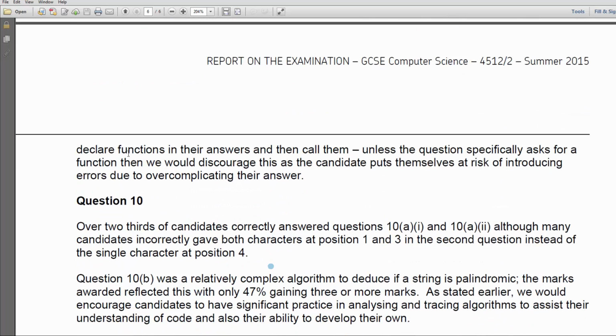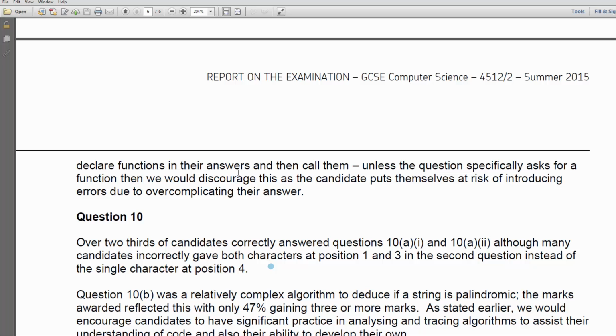Basically, some candidates decided to declare functions, which is not a brilliant idea. It's good programming practice to do this, but not in an exam unless they specifically say. So if it says specifically to do a function, do a function. If it doesn't say it, best not to, because it's going to make it more complicated for you. Although if you did manage to get the answer using a function, that's quite impressive.